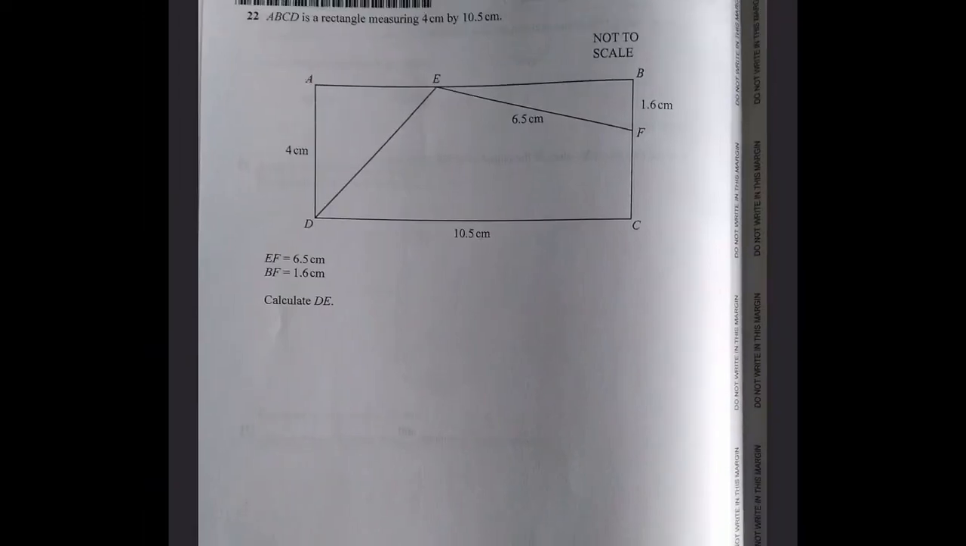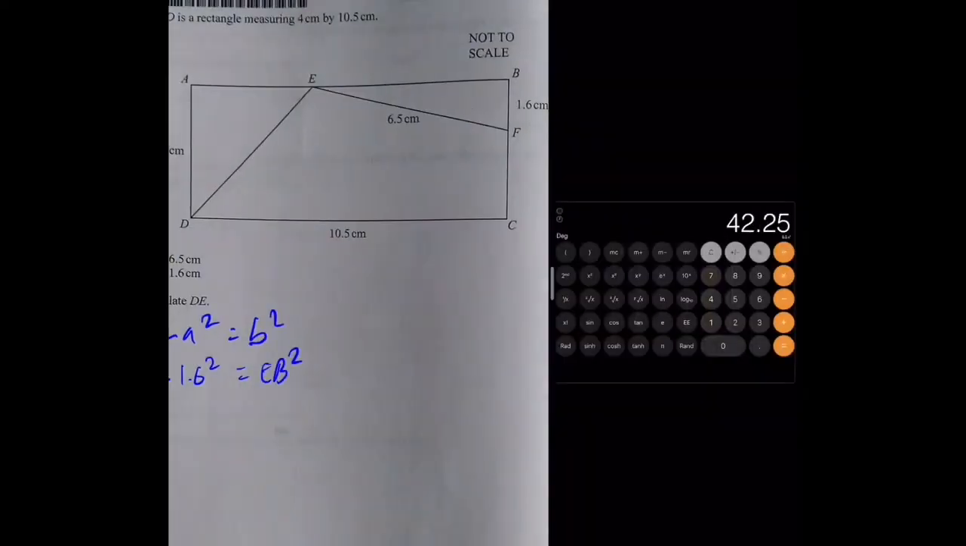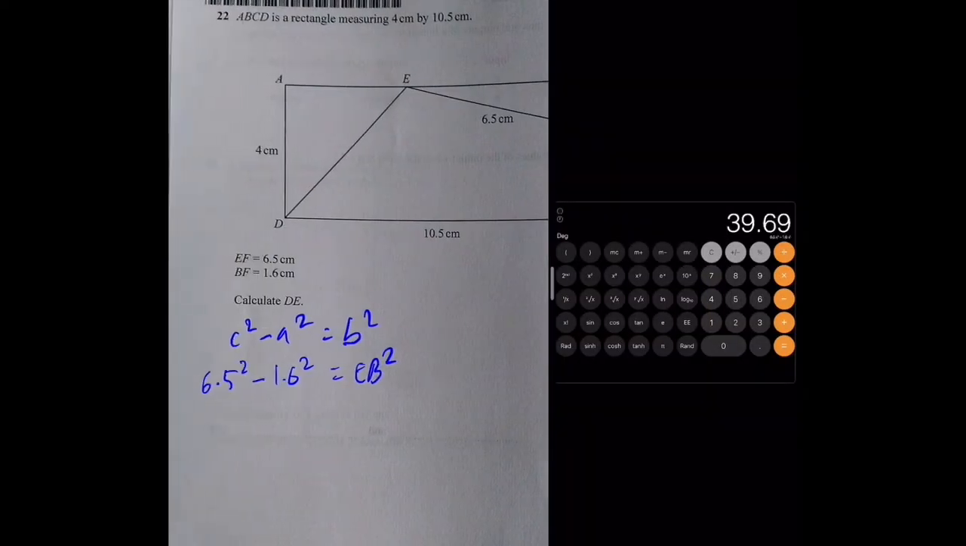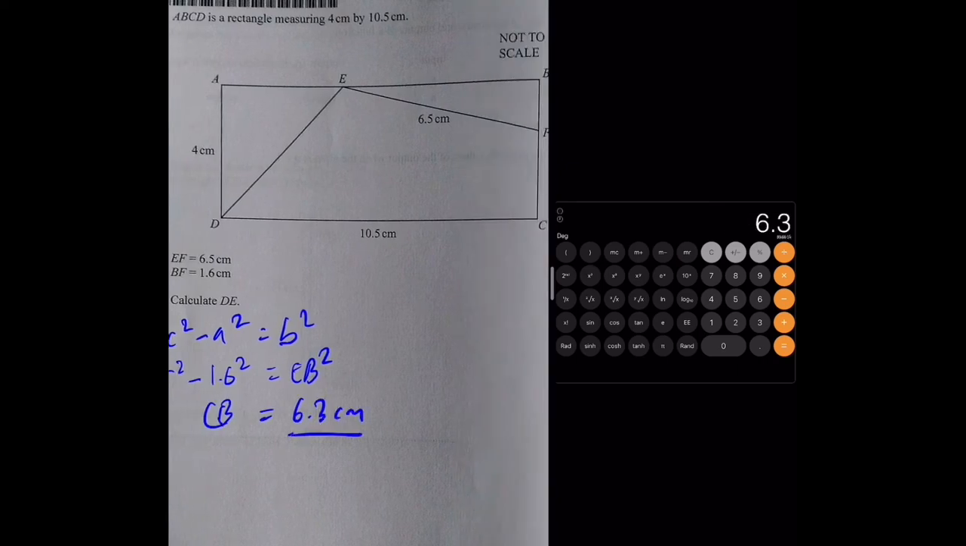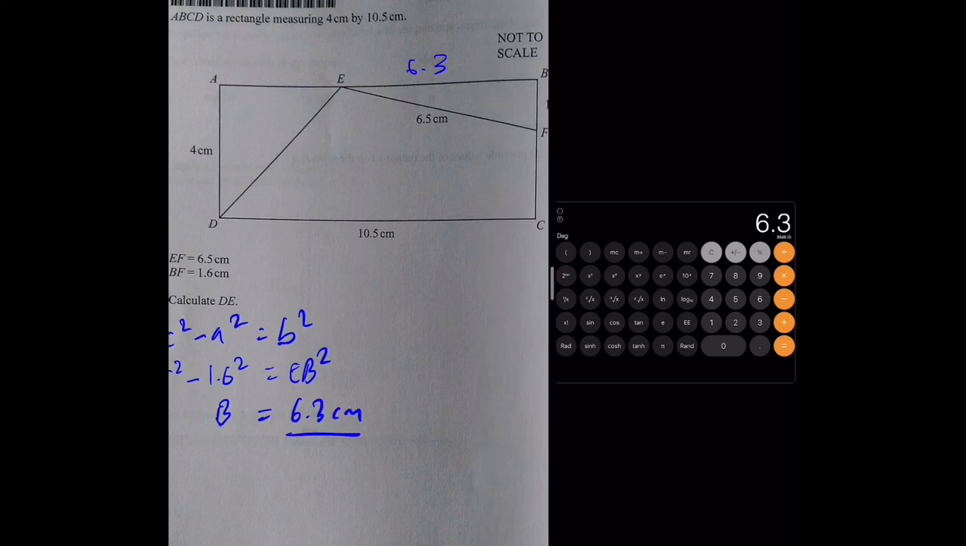Here we have a rectangle. Its length is 10.5 and its width is 4. EBF is a right angle triangle, so we can use Pythagoras to find EB. 6.5 squared minus 1.6 squared, then take the square root using the calculator, so you can find EB. So it's 6.3. Subtract it from 10.5, so you can find AE, because AB is 10.5.